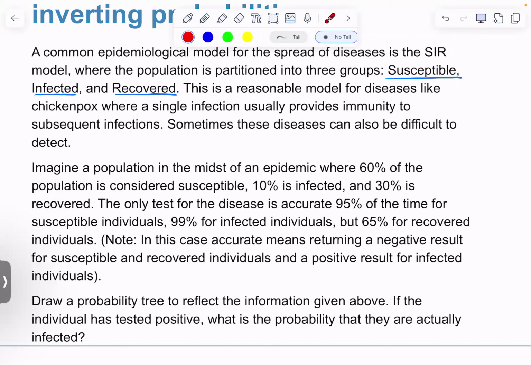And so imagine a population in the midst of an epidemic where 60% of the population is considered susceptible. So there's some probability that a randomly selected individual is susceptible, which is 60% or 0.6. 10% is infected and 30% is recovered. So now we've partitioned our entire population into these 3 categories, right? And so that's going to be our first set of branches, whether you're susceptible, infected, or recovered.